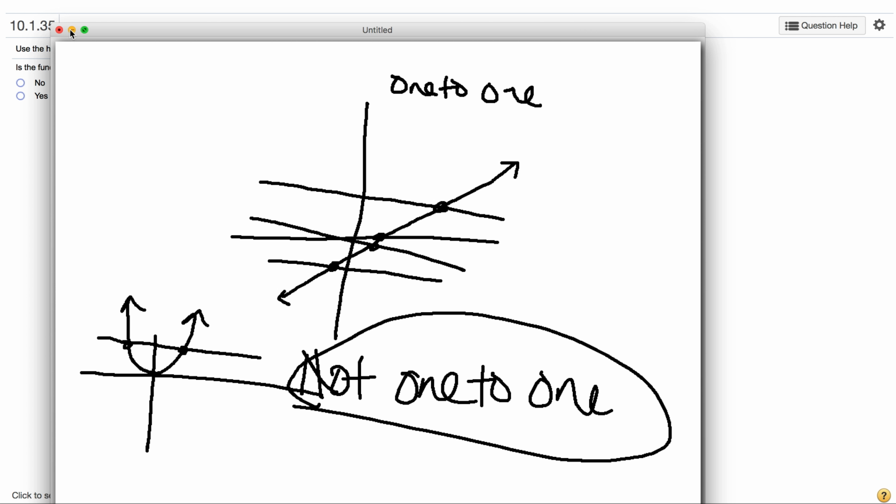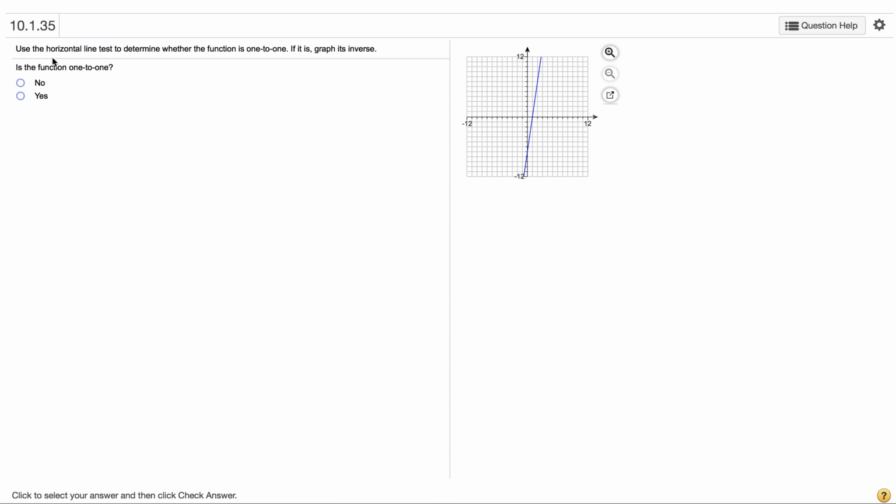However, for the purpose of the lab, what it's asking you is, if it is one-to-one, graph its inverse. So we're kind of assuming that if the inverse is not a function, we're not as interested in it. So how are we going to graph this using this grapher? This is what I did.